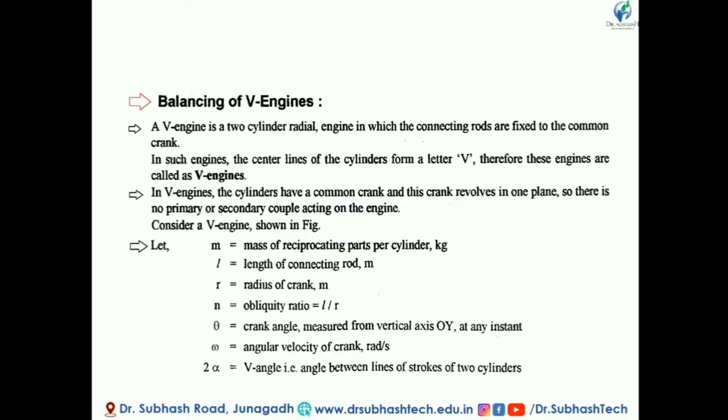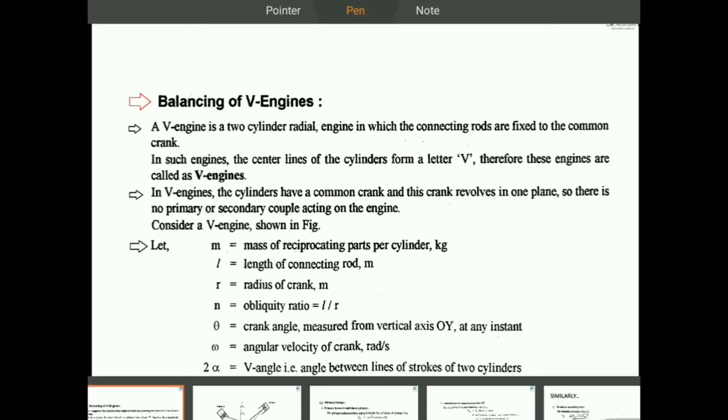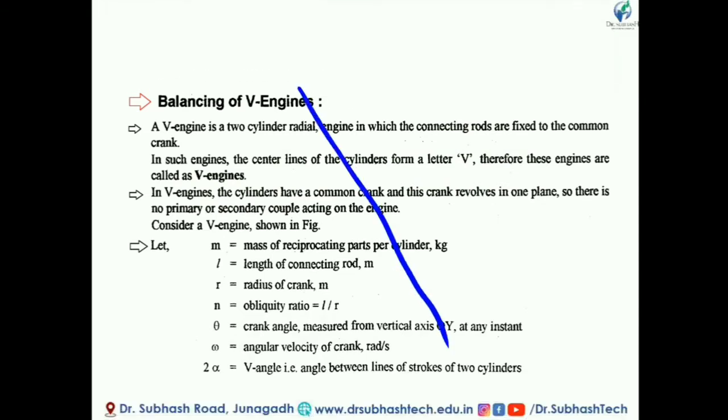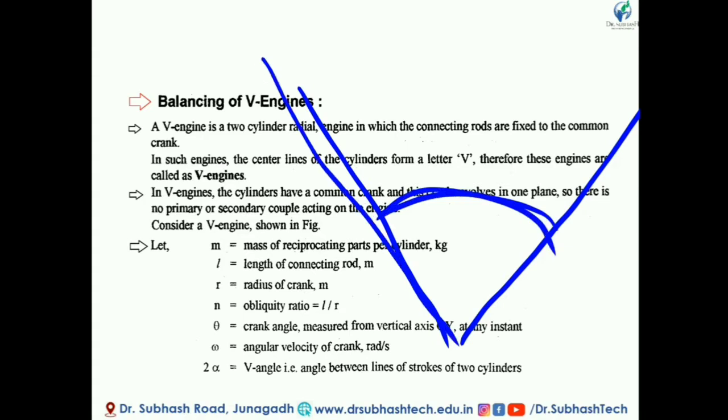So we know that a V engine is like a two-cylinder radial engine in which connecting rods are fixed to a common crank. In another way, we can say that the center lines of the cylinders form a V letter, so that's why it is also known as a V engine. Suppose this is the center line of cylinder 1 and this is the center line of cylinder 2. Both form a V letter, so it is known as a V engine.